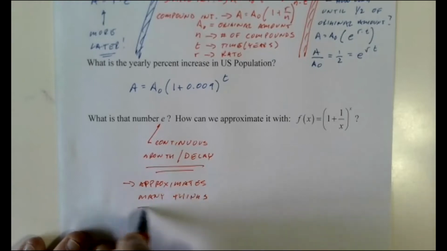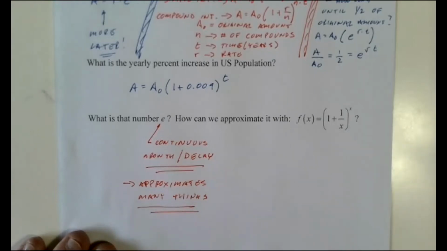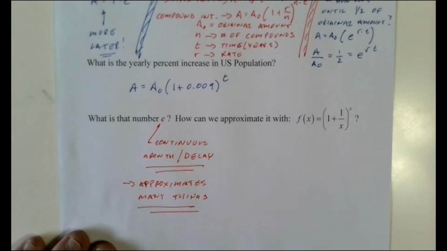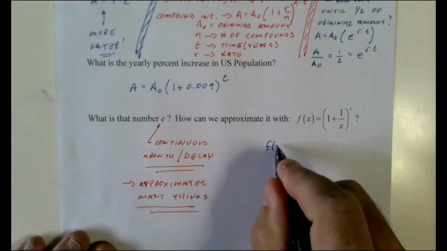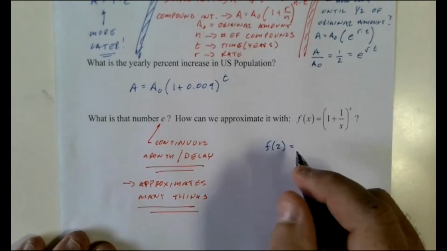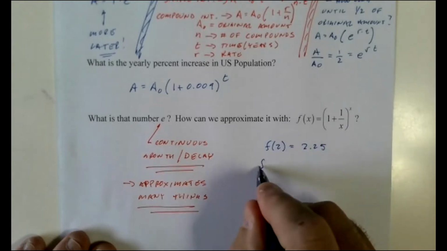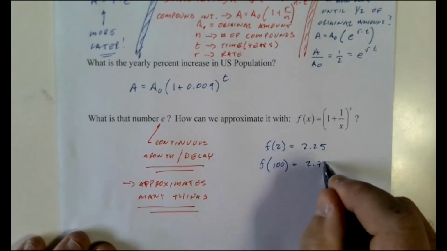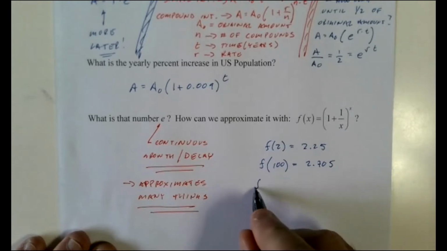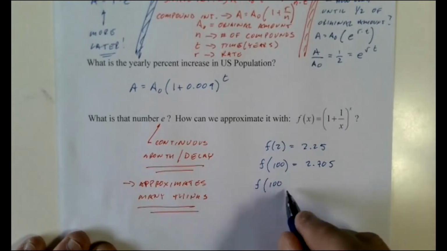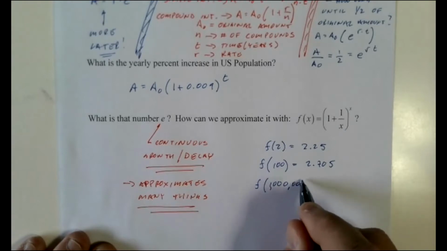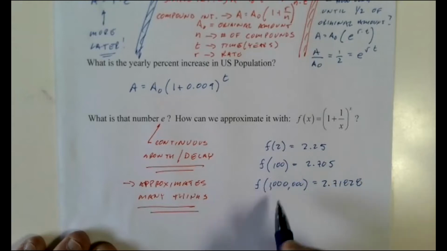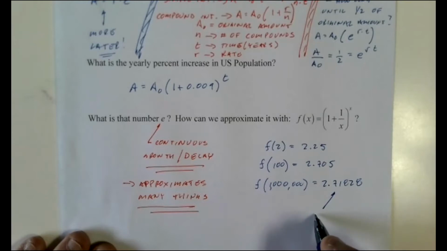And last but not least, how do we approximate f of x? Well, we actually do something called taking a limit, but I'm not going to get into that. Let's just say, well, what's f of 2? You plug it in and you get 2.25. That's nice. What's f of 100? You plug it in, you get 2.705. What's f of... 2.71828. You keep making this freakishly big, this becomes e.